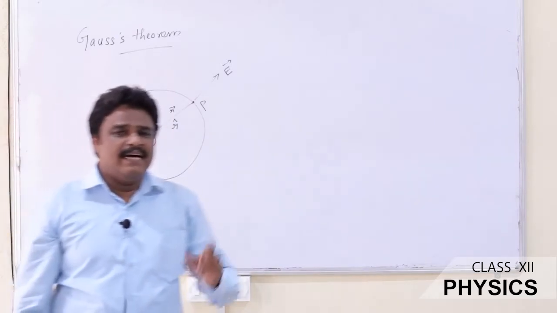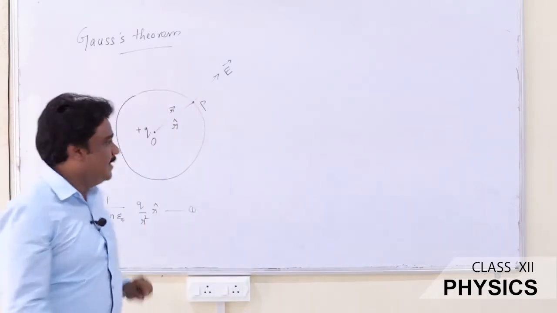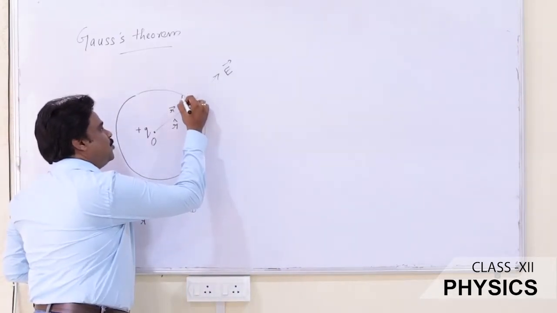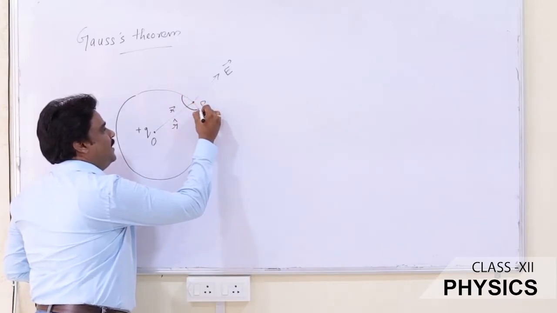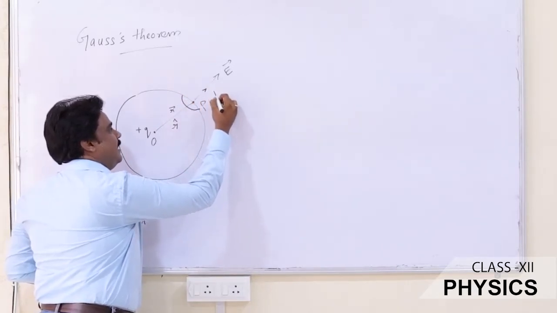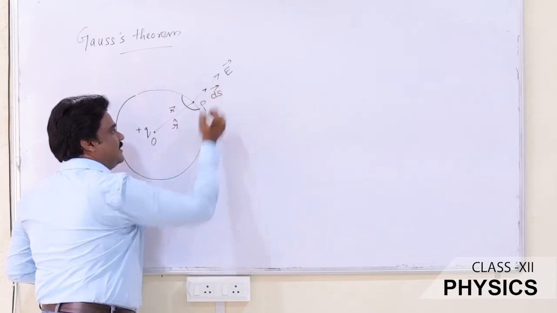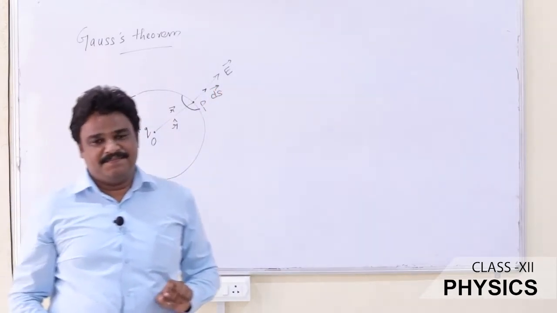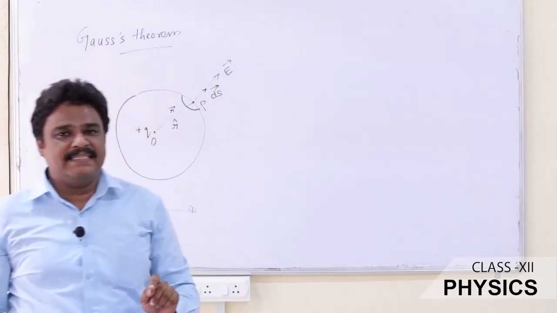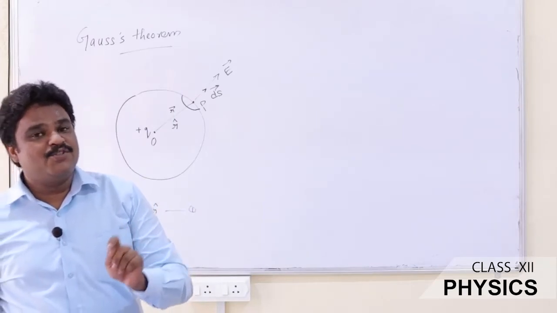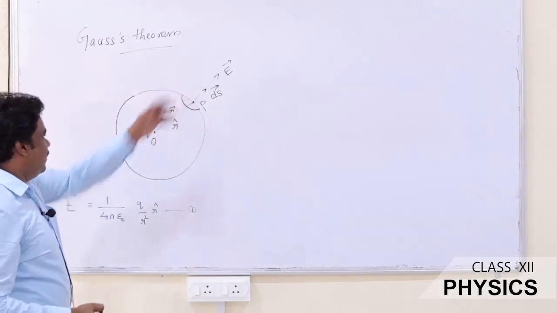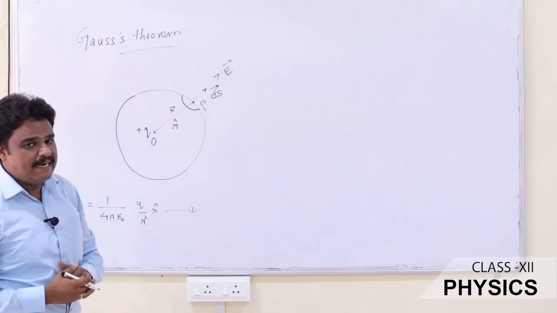So once again, I am going to assume a very small area element around P. Let that area element vector, ds vector, also act along E vector. Now this means E vector and ds vector are parallel.